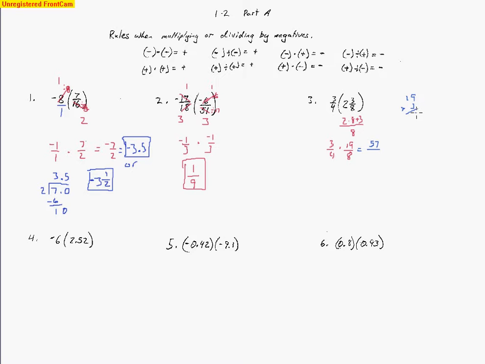So that makes 27. Carry the 2. 2 and 3 add to make 5. So that's where I'm getting the 57 from. And then 4 times 8 makes 32. So now I'm still not done. You see, we've got an improper fraction.